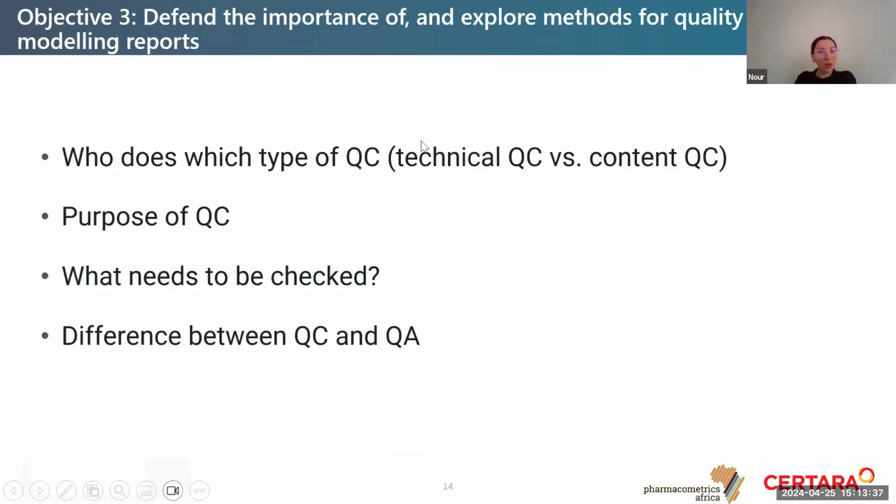Then I will pass to the third and final objective, which defends the importance of and explores methods for quality checks of modeling reports. So we have some questions to answer in this recording: who does which type of QC, technical QC versus content QC, the purpose of the QC, what needs to be checked, and finally the difference between QC and QA.